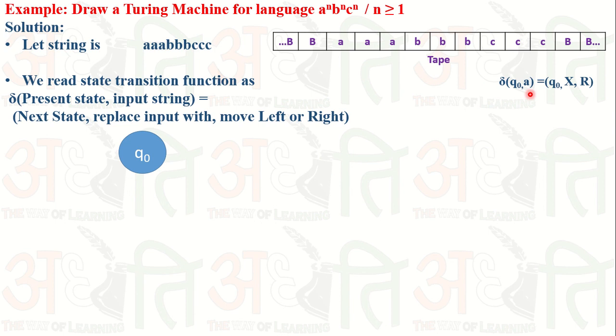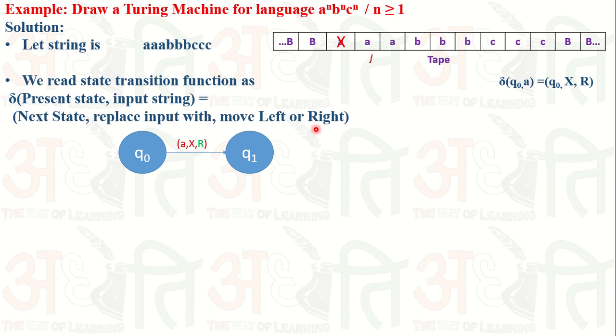So Q naught is the current state, and we have A. So we remain at Q naught and we replace A with X and move right. After replacing A with X and moving right, we make it an X. The head will come to here. After the head comes to here, we get the next state Q1.